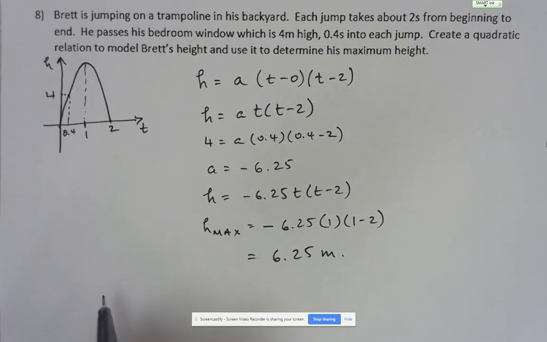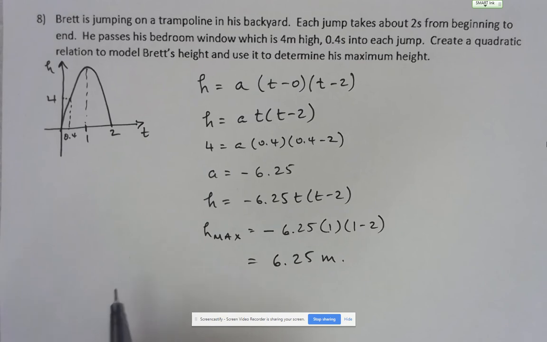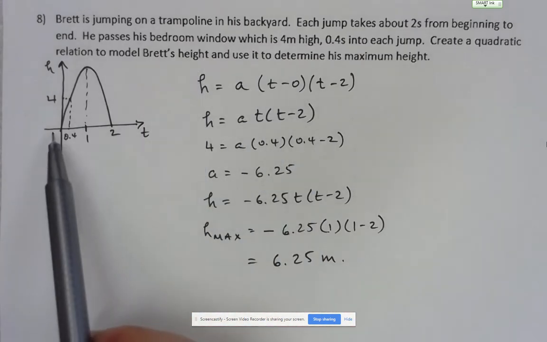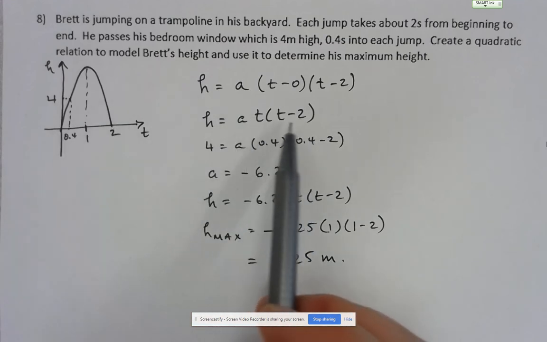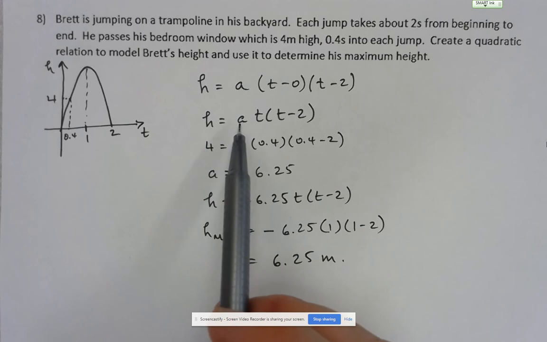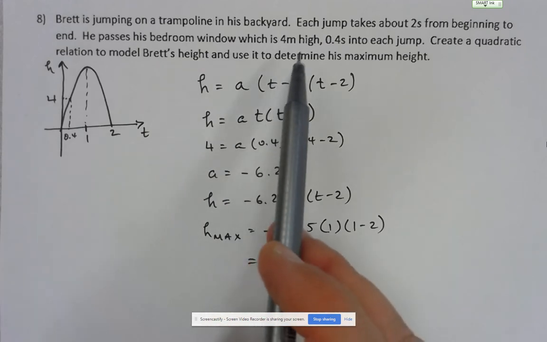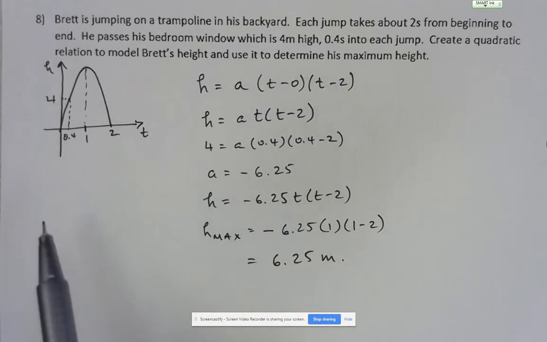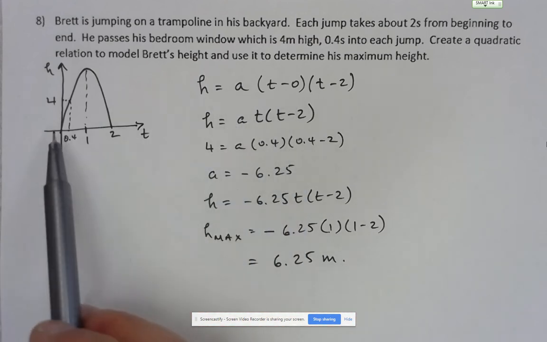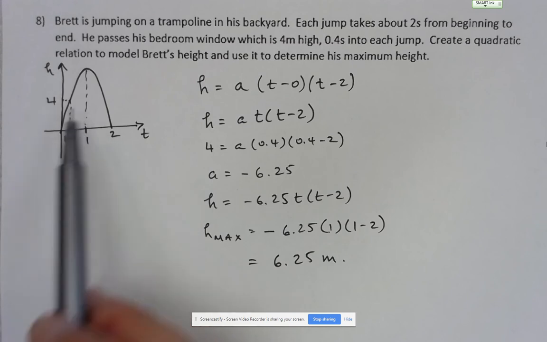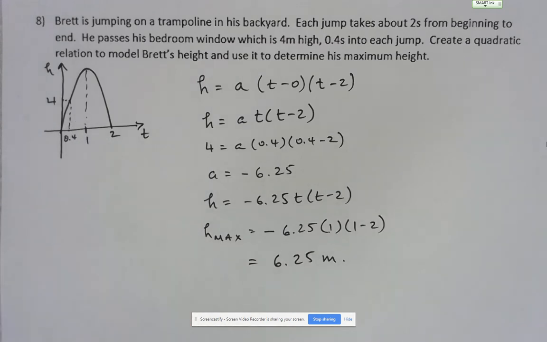Just to recap this problem, the big trick was getting the equation. Remembering that if I know the x-intercepts, I can write the equation in factored form. The only thing that's left to do is solve for the a value, which is where I use the other information given. And of course, it was to realize that 0 and 2 were the x-intercepts. That was much easier to do when I drew a diagram. That's it for this one.